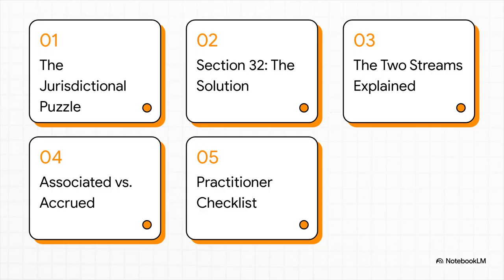First, we'll unpack that jurisdictional puzzle. Then we'll look at the elegant solution that is Section 32. We'll explain its two critical streams, clear up the common confusion between associated and accrued jurisdiction, and then wrap it all up with a practical checklist you can take with you.